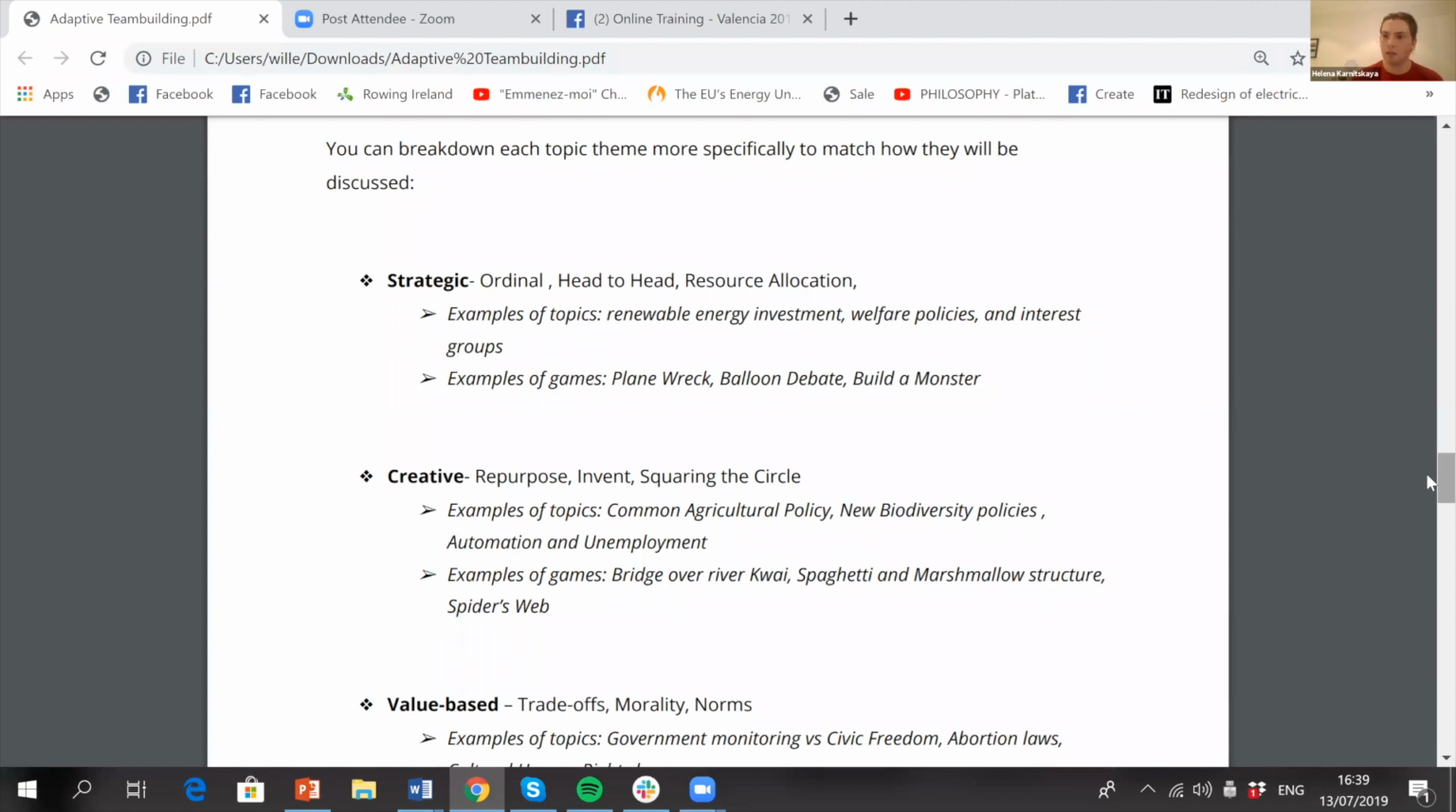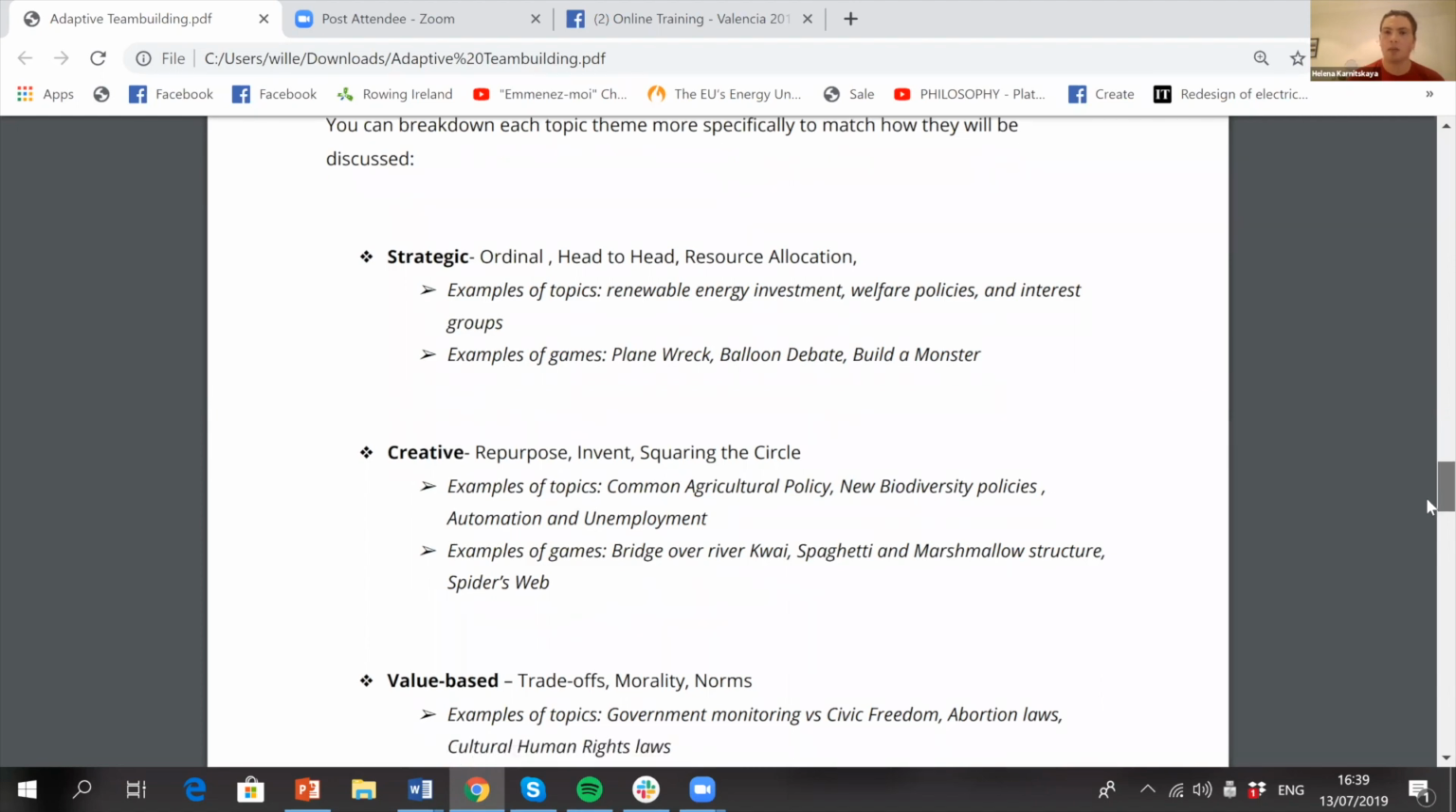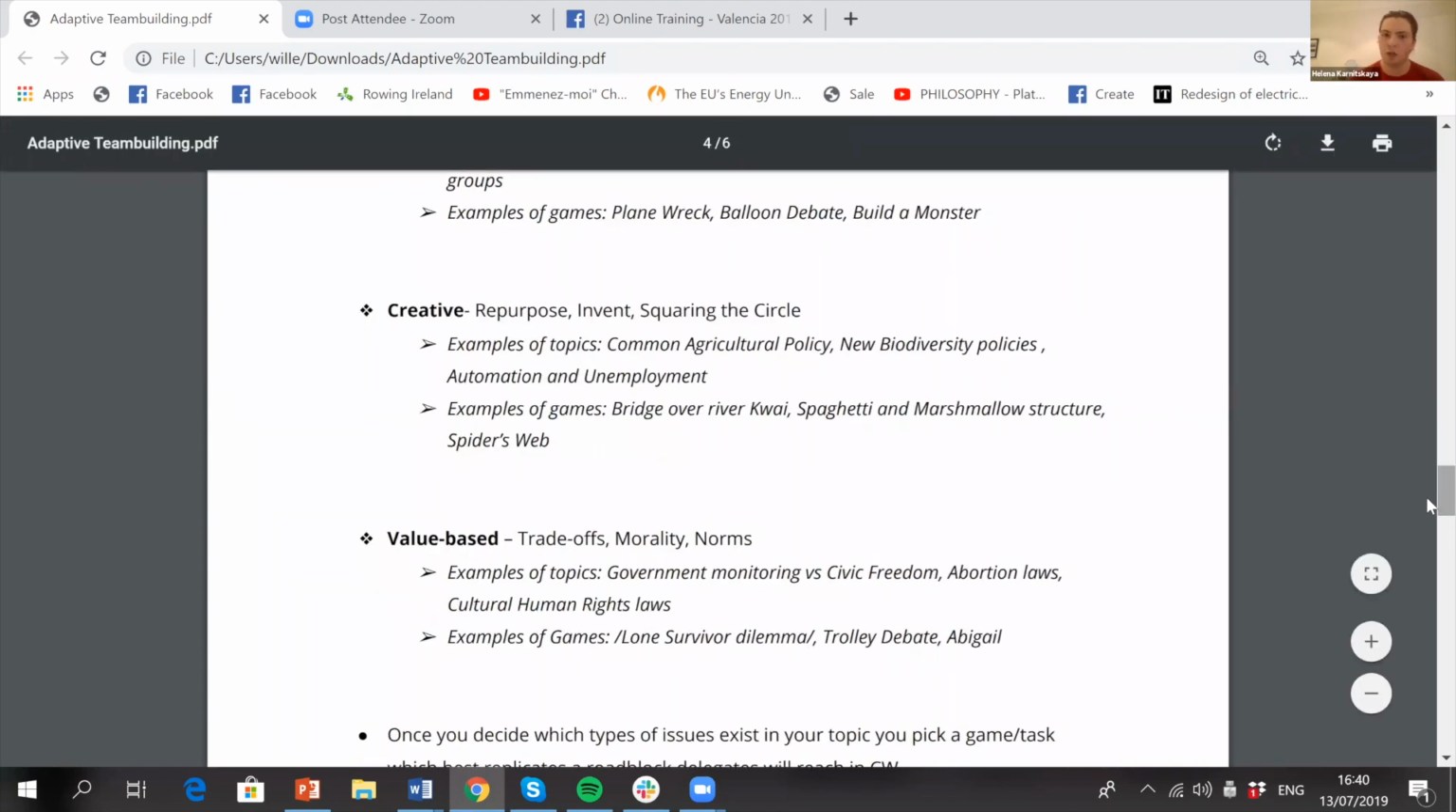And again, how they interact with this and what they learn from it translates into committee work, which I think is very useful. And then finally, we're going to look at value-based, which I describe as trade-offs, morality, norms. In terms of trade-offs, we're speaking about two conflicting values. The more you lean into one value, the more you lessen the other. A good example of that is security versus civic freedoms, like governments monitoring us versus having the right to privacy. That's a very classic topic that we've covered.